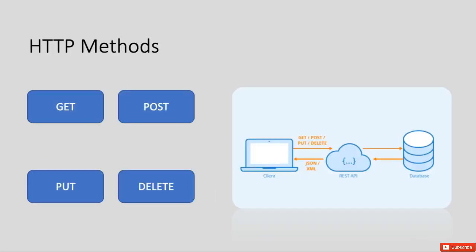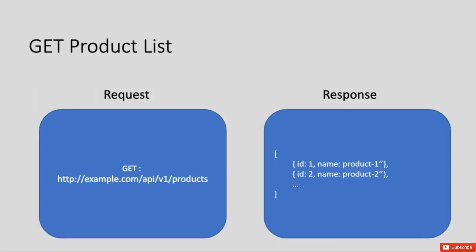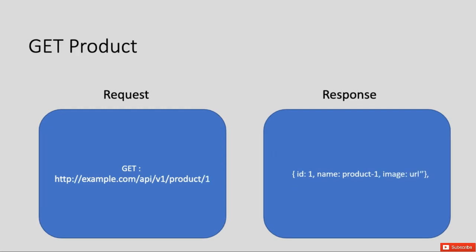So, HTTP methods in general, they are get, post, put and delete, which are the CRUD operations. But in HTTP methods, they are called like this. So I am sending a request to the database or to the backend in general to get through REST API some data. For example, getting a product list through the API, it will give me array of list of products.